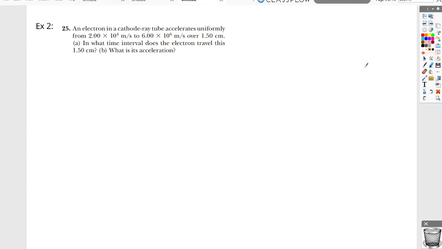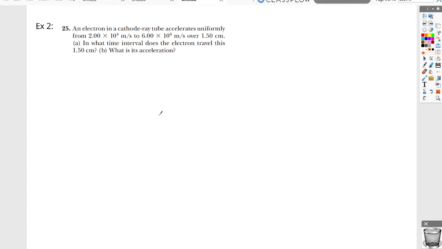Electron in a cathode ray accelerates uniformly from 2 times 10 to the 4 meters per second to 6 million meters per second over 1.5 centimeters. A, in what time interval does the electron travel this 1.5 centimeters? And B, what's the acceleration?